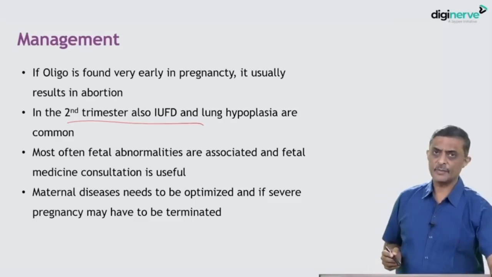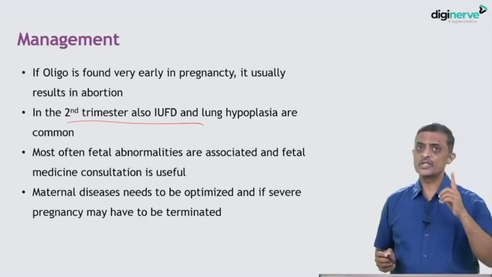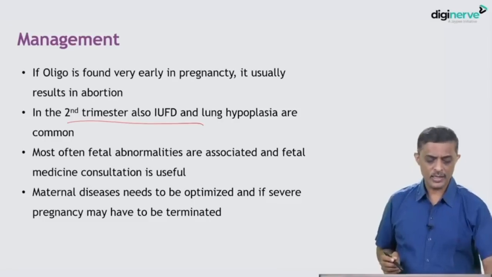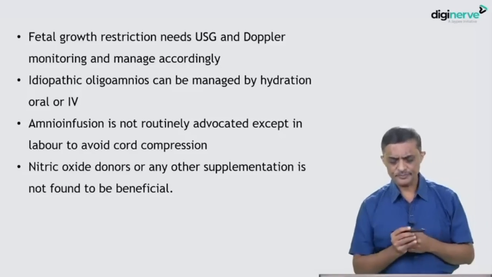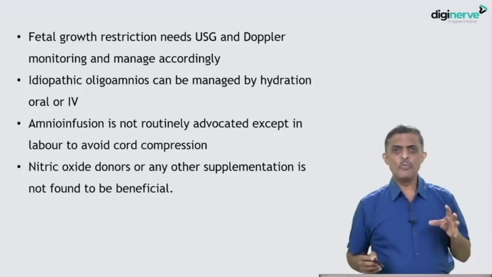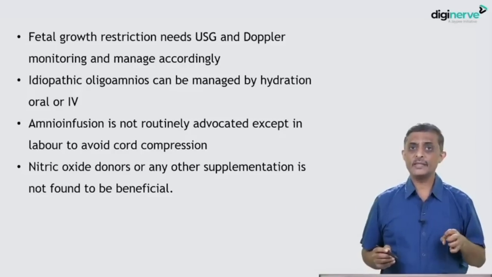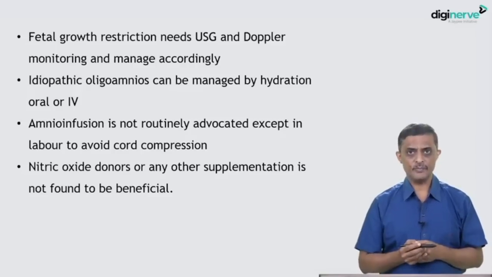Maternal diseases like hypertension, diabetes, etc. need to be optimized. You should control it well, which also can help us to overcome the problem with oligoamnios. More of the management is aimed at optimizing the fetal outcome, right?